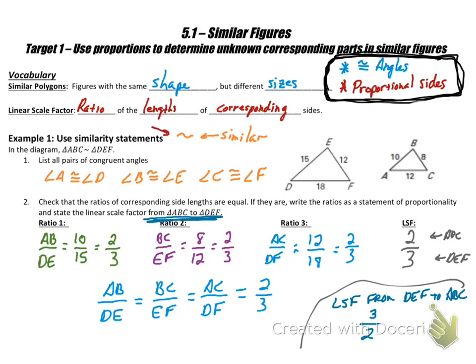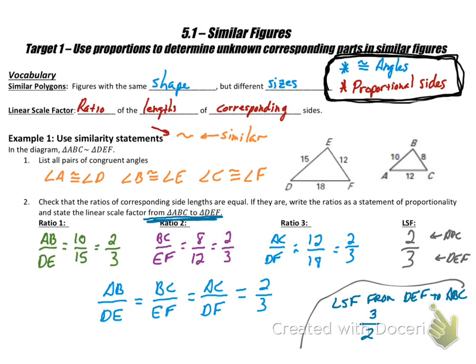And the similarity statement works just like congruency statements did because it matches up all the corresponding parts. It shows you how the congruent angles match up, and then it also tells you which sides are going to be proportional to each other. So there's the key thing to take away from this lesson. It's the criteria for similar figures: congruent angles, proportional sides.